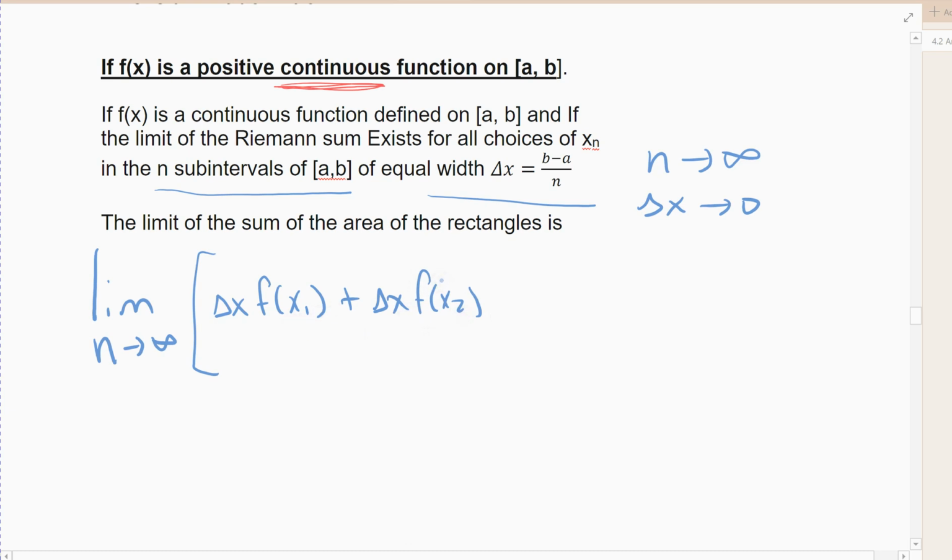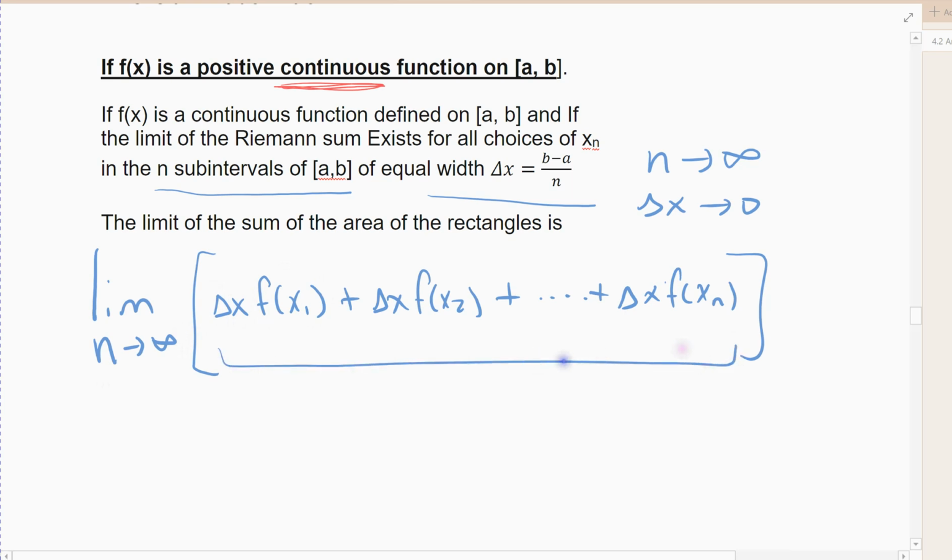Right, and those would be using one of the endpoints. Those would represent those left and right hand sums. Delta x is the width, f of x is the height. So it's the width. So those are my rectangles, right? So I've got infinitely many. I'm approaching infinitely many rectangles. All right, that limit is a limit of an infinite sum.